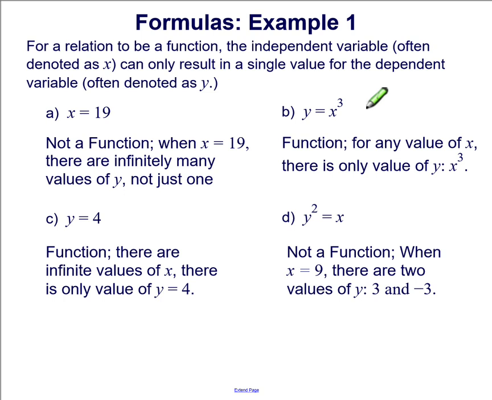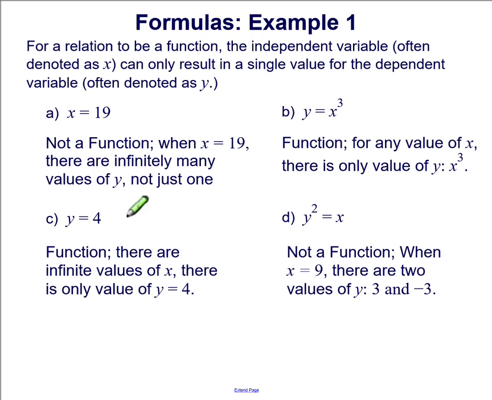Taking a look at example B, y equals x cubed, this is a function. For any value of x, there is only one value of y, and that would be whatever x cubed is. So for whatever number you replace x, you're only going to get one y. For every input, there's one unique output.